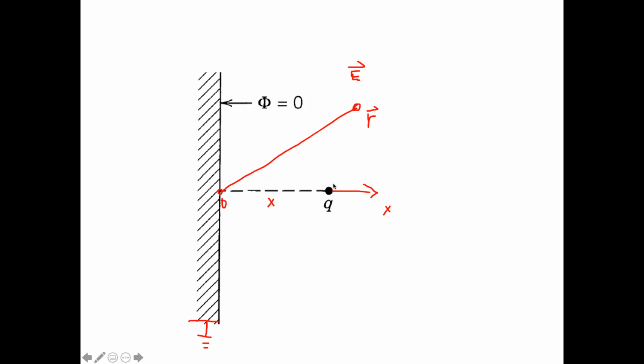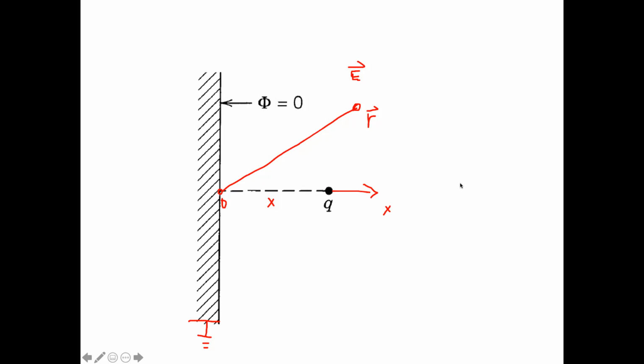Now the question is, if you have such a system, you have a Q and you have a conductor, what's the electric field at any point? Let's say this point, which is R from origin. And R is a vector, of course. I want to calculate E here. So first of all, what does the electric field line look like in such a system?